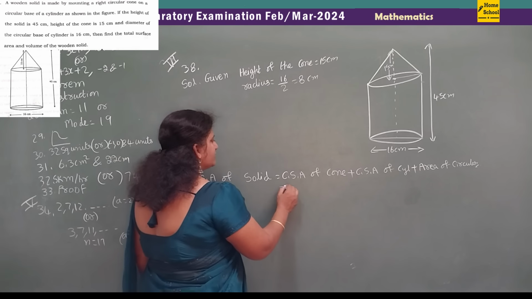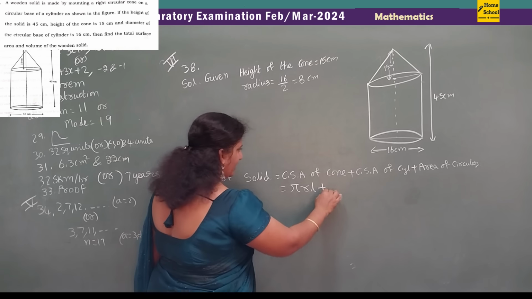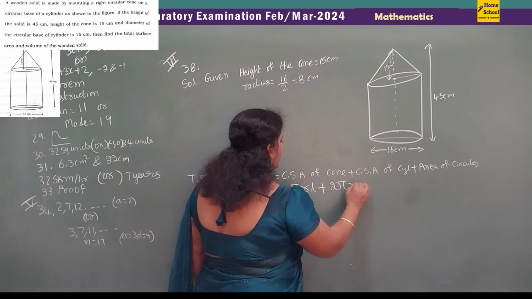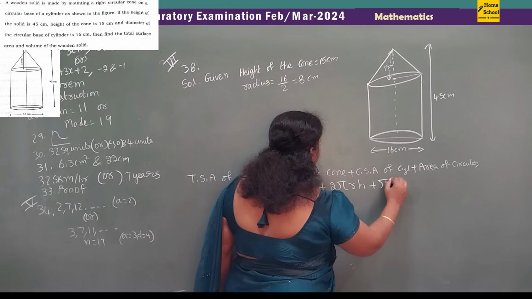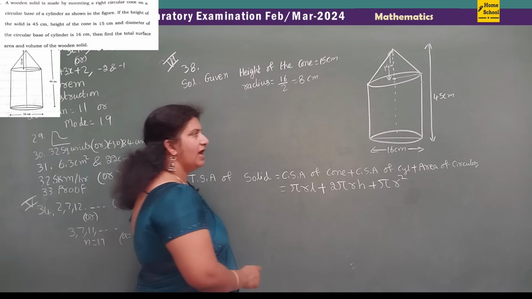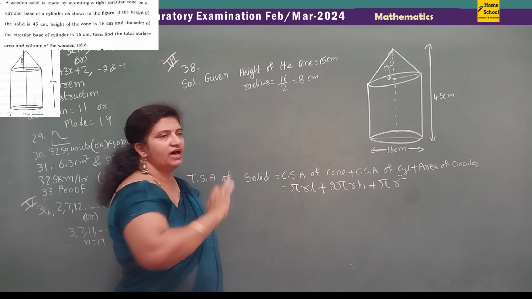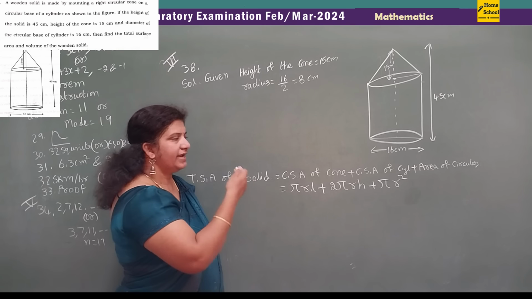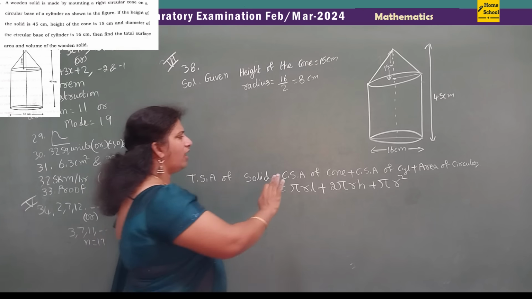Now for this, what is the formula? CSA of a cone, pi RL, plus CSA of a cylinder, 2 pi RH, plus area of a circular base, pi R square. Observe here, children, in this figure all the three radii are the same. That is, the radius of the circle is the same as the radius of the cylinder and the same as the radius of the cone. So, R is the same.